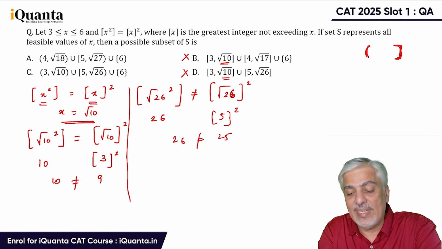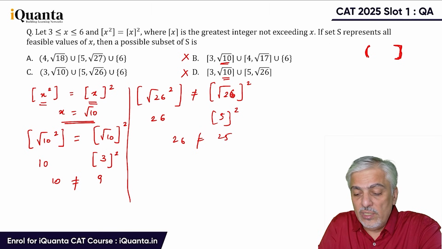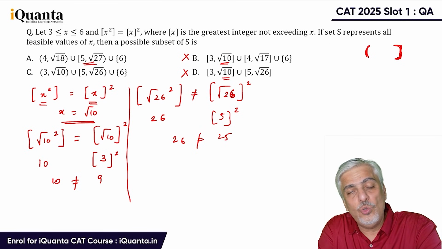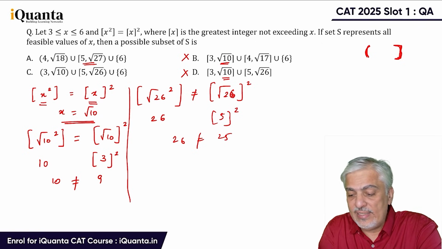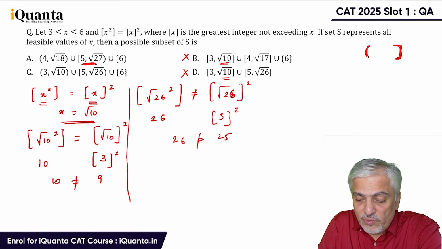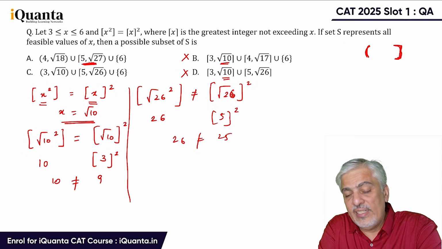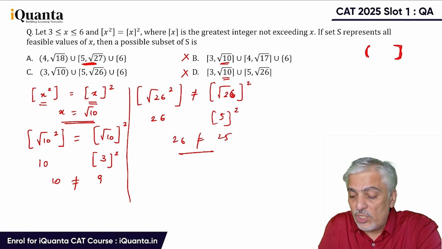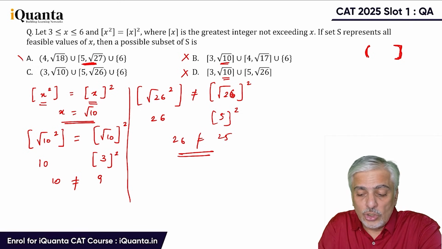Over here, there is 5 comma root 27. Now 5 is root 25, and between that there will be root 26. If we are saying it satisfies everything from 5 to root 27, then you are saying it will satisfy for root 26, but we just checked that it does not satisfy for root 26. So logically this is not the answer.